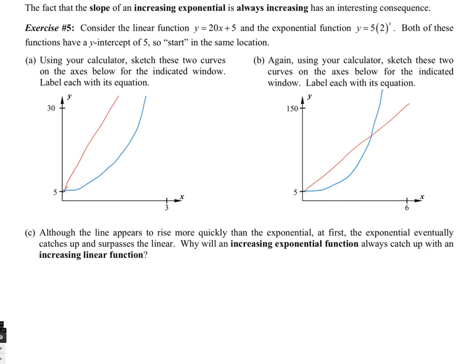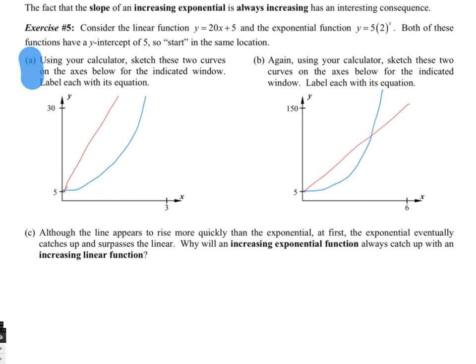Although the line appears to rise more quickly than the exponential at first, the exponential eventually catches up and surpasses the linear. I was talking about when you first look at A, that linear line looks like it's going up faster. But then once you open up the screen, you'll see that the linear can't keep up with the exponential function. So why will an increasing exponential function always catch up with an increasing linear function?